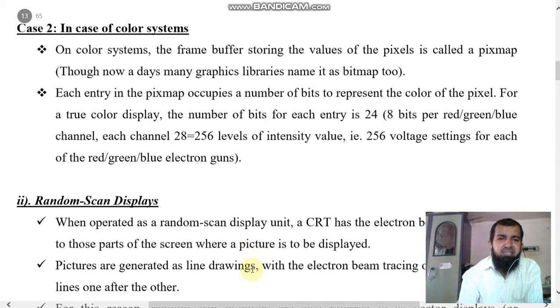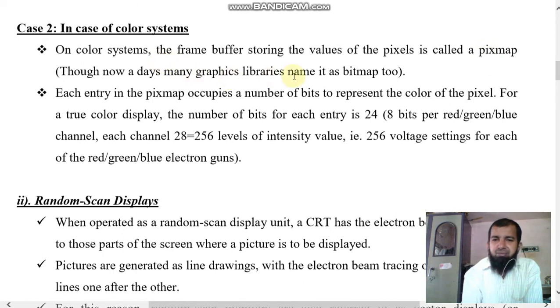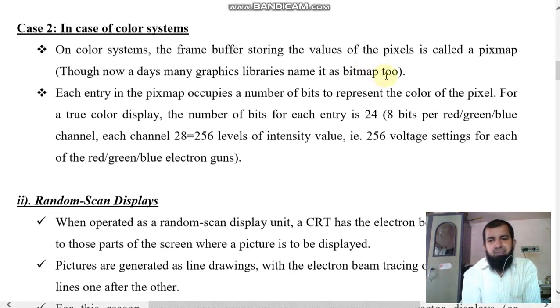In a color system, the frame buffer storing the values of the pixels is called a pixmap. If it is black and white, it is a bitmap. If it is a color system, it's called a pixmap, though nowadays many graphics libraries name it a bitmap too. Nowadays there are no black and white monitors, all are color monitors, so for color monitors we also say bitmap. The actual word is pixmap, but we also say bitmap.